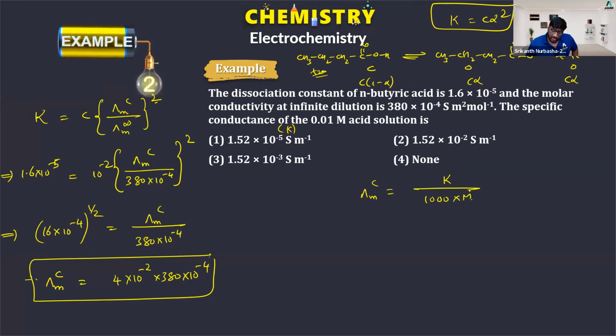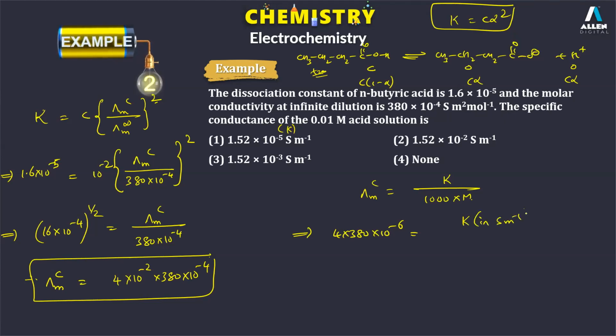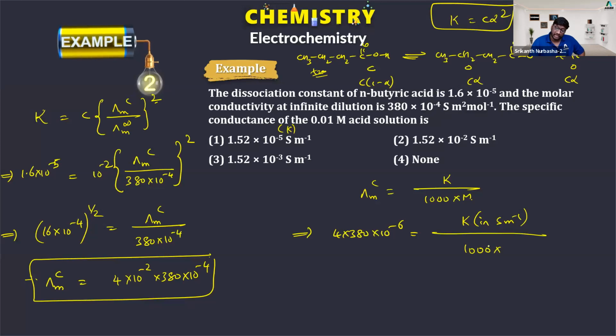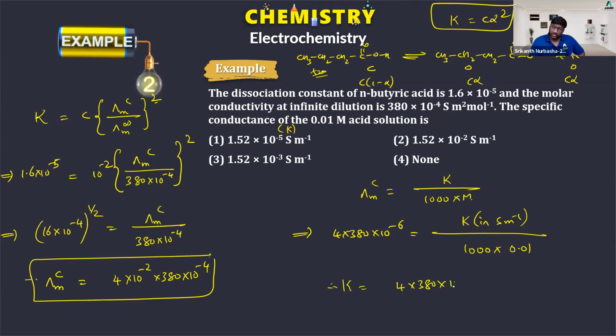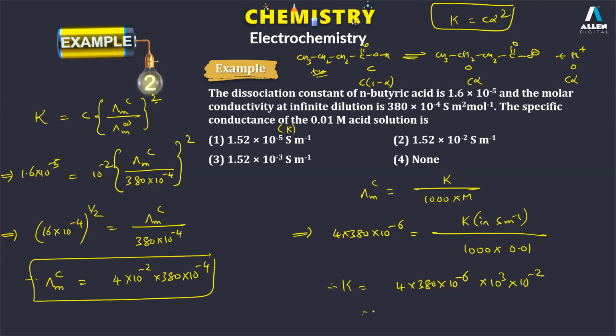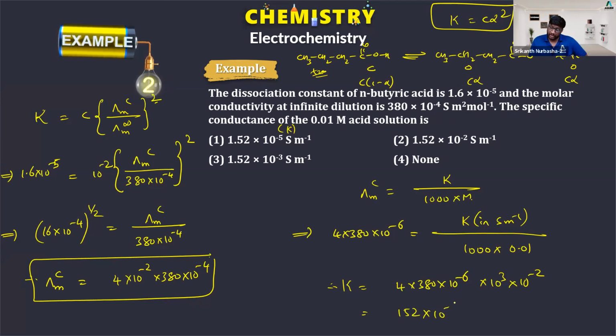What is molar conductance at any concentration? 4 into 380 into 10 power minus 6, that is equal to specific conductance in Siemens per meter divided by 10 power 3, 1000 into molarity. Molarity is how much? 0.01. So K is equal to 4 into 380 into 10 power minus 6 into 10 power 3 into 10 power minus 2. Do the calculation. 152 into 10 power minus 4 Siemens per meter. This is the value of K.